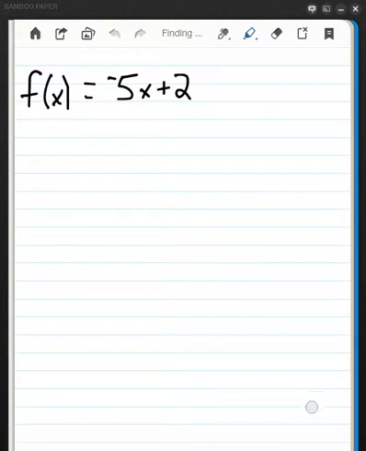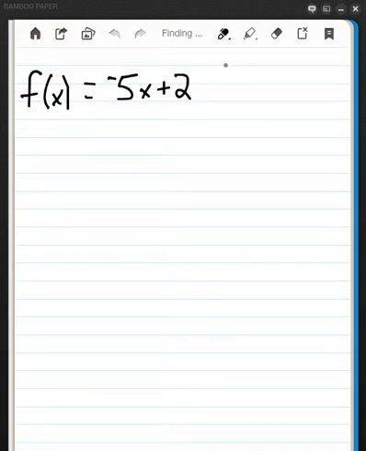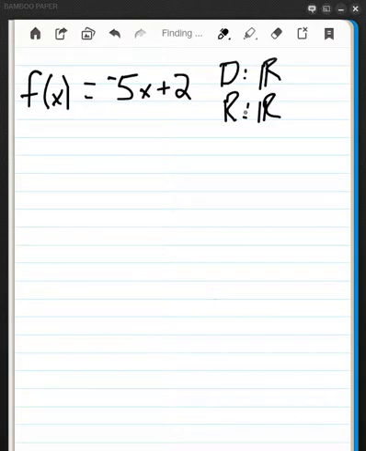Let's start off with our first function, this linear function, negative 5x plus 2. Well, the domain of this linear function is the domain of every linear function that's not horizontal or vertical. It's all real numbers. And the range of this linear function, again, is the same as the range of all linear functions that aren't vertical or horizontal. All real numbers. Alrighty, so that's going to become important later. Right now, it's more just to get in the habit of doing it.